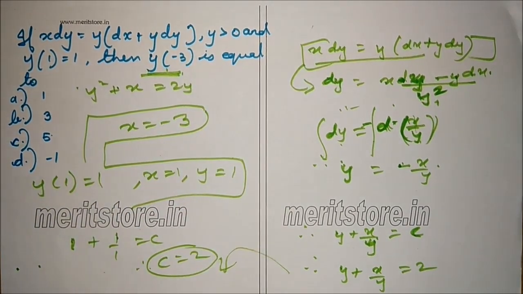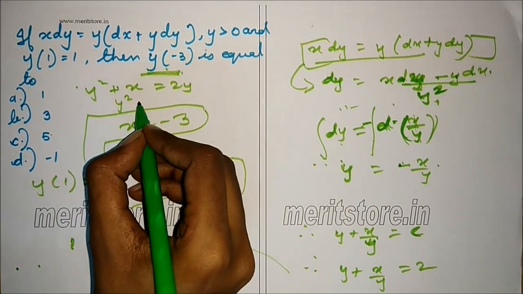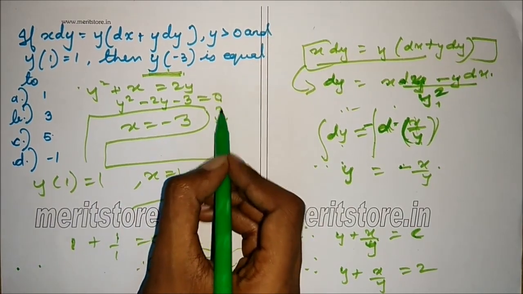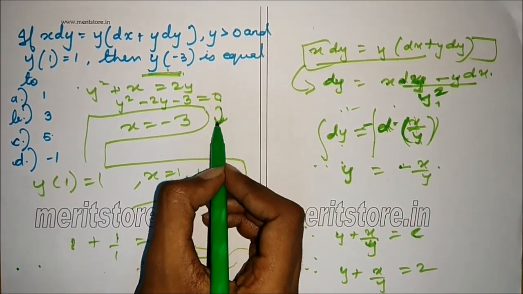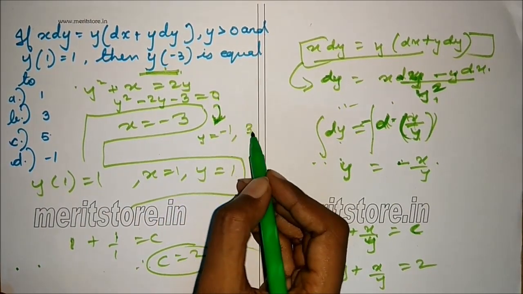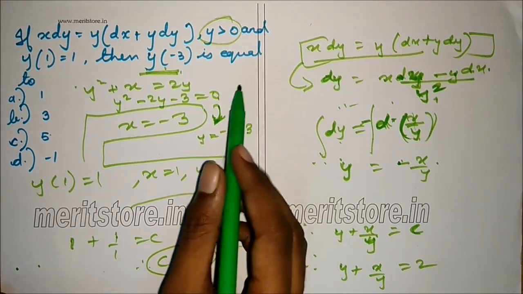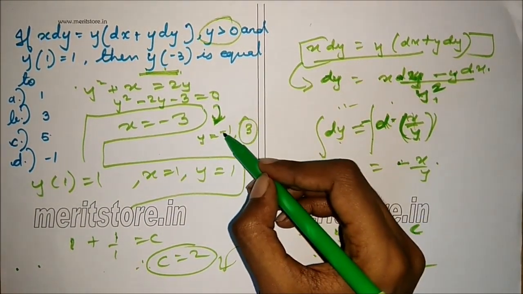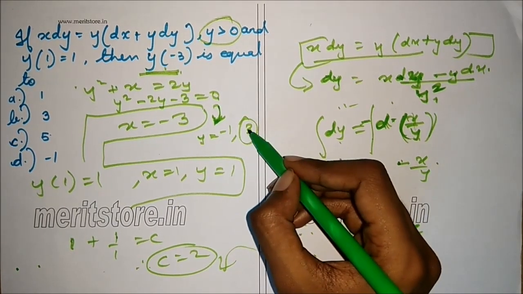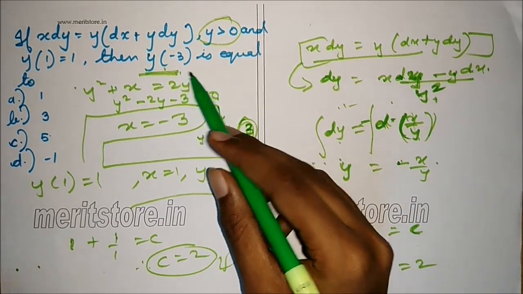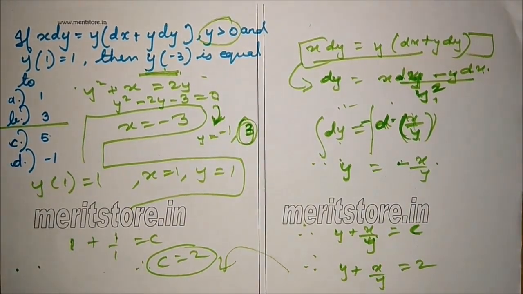Substituting x equals minus 3, we get y square minus 2y minus 3 equals 0. So this is a quadratic equation, and finding the roots we get y equals minus 1, 3. But since y is greater than 0, the answer will be 3 instead of minus 1, since minus 1 is less than 0. So the answer is 3, that is y equals 3 for x equals minus 3. So the answer is B, 3.